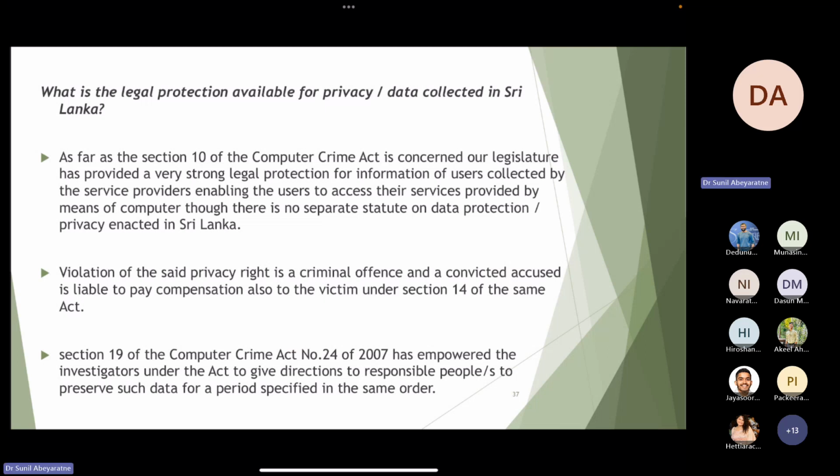Now, in addition to the Personal Data Protection Act, number 9 of 2022, we can see some sections that covered personal data protection up to a certain level, especially Section 10 of the Computer Crime Act. It explains how our legislature introduced the protection of personal data as far as computer crime is concerned: the legal protection given if information of users is collected by the service provider, especially enabling users to access services provided by means of computer.